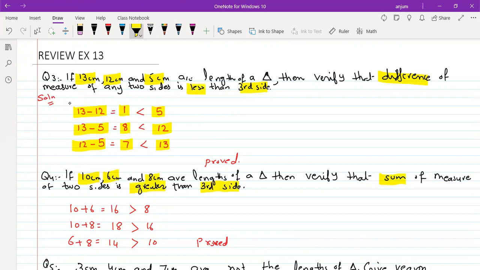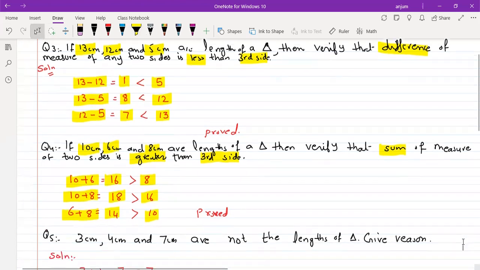So one by one we will take all the sums. 10 plus 6, 16, which is greater than the third side, 8. 10 plus 8, which is 18, is greater than 6, and 6 plus 8 is 14, which is greater than 10. So the sum of two sides is greater than the third side in all the cases. All possible cases have been taken, and we have to take all possible cases.